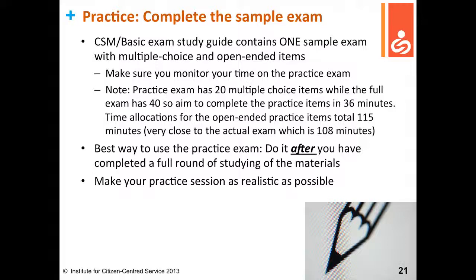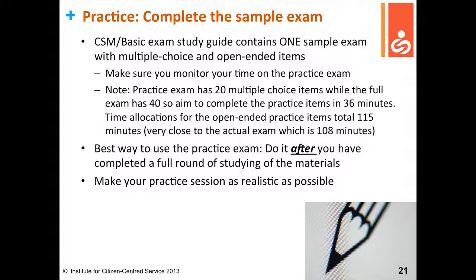In terms of the practice exam, what you will find in the study guide are all of the answers to the questions in that practice exam. And so you will be able to mark your practice exam and understand how many questions you got right or wrong in the multiple choice. The multiple choice is either right or wrong. You'll be able to look at the answers and say, yes, I answered this correctly, or no, I didn't.